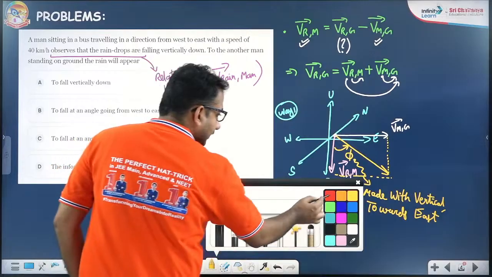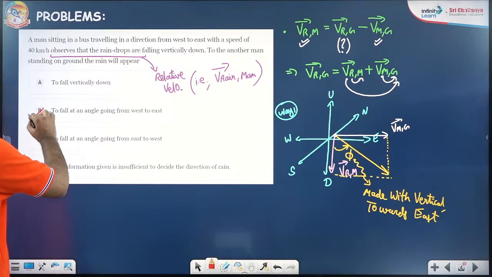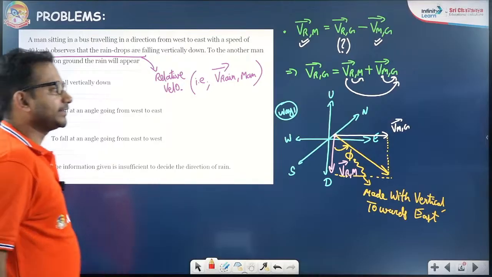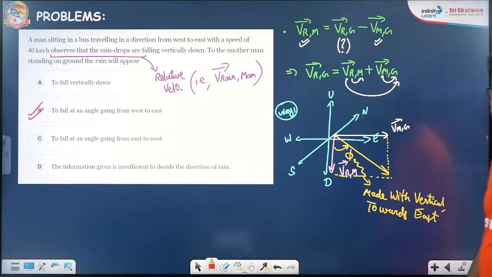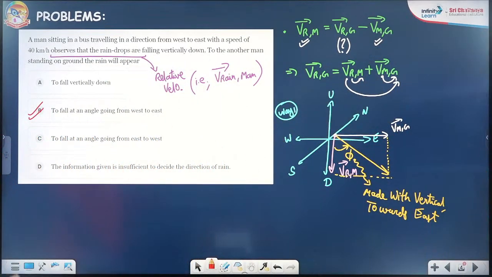So which option should be correct over here? So you will say to fall at an angle going from west to east, like this. And okay, I think that's cool for us. Did you understand? Tell me in the live chat section if you have any doubts.